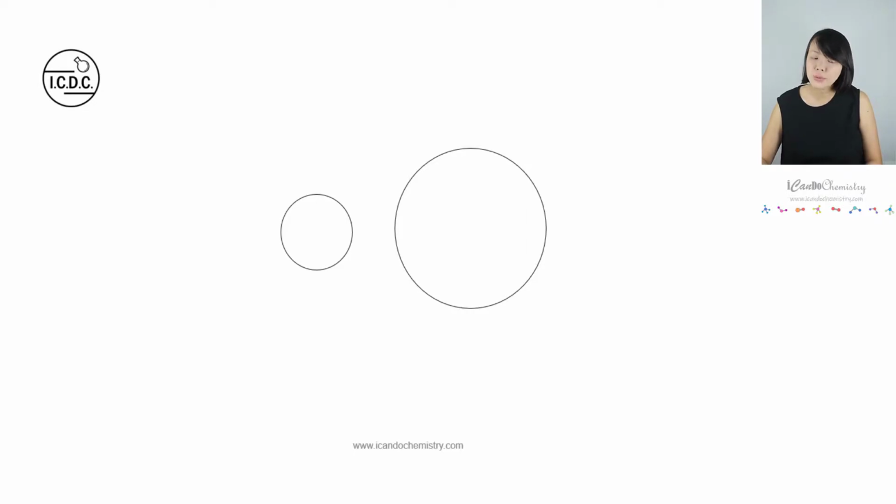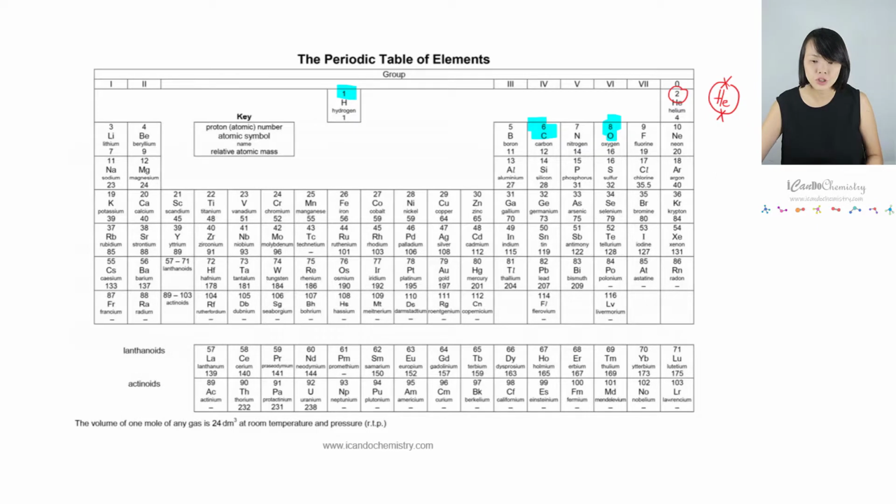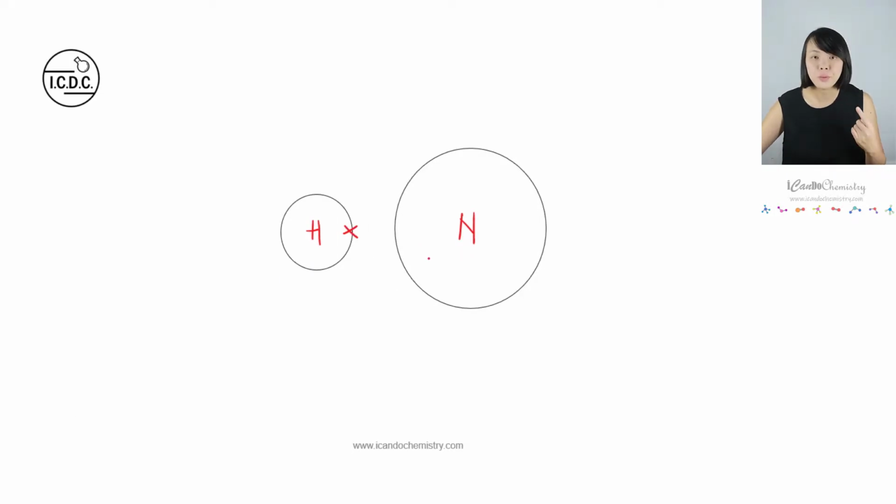Now, nitrogen is something that we have not dealt with. Let's check what is the number of electrons. There are 7 electrons in a nitrogen atom. Hydrogen, we know that there's only 1 electron. For nitrogen, 7 electrons, 2 electrons in the inner shell, the remaining 5 electrons are at the outermost shell. Okay, so we have 1, 2, 3, 4, 5. So nitrogen will need 3 more electrons in its outermost shell to attain the noble gas electronic configuration.